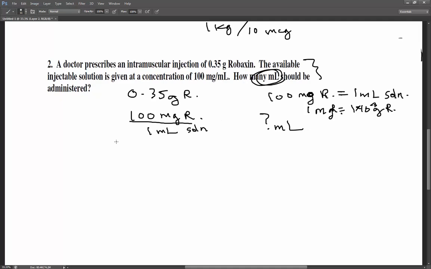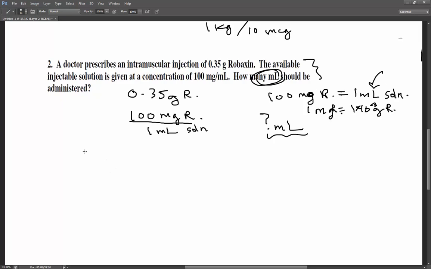Okay, so I'm going to go backwards because I like it better. You need to do whatever way works for you, so long as it gets you the right answer. Whatever you feel the most comfortable with is what I recommend. There's more than one way to do this. But I'm going to go backwards because I really like that. So we say, well, I want milliliters.